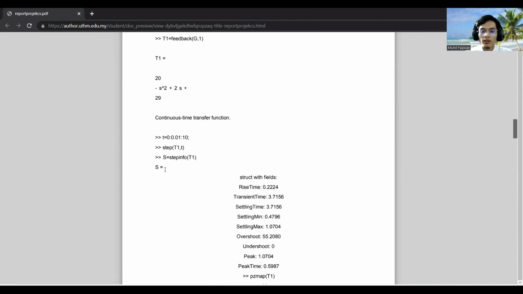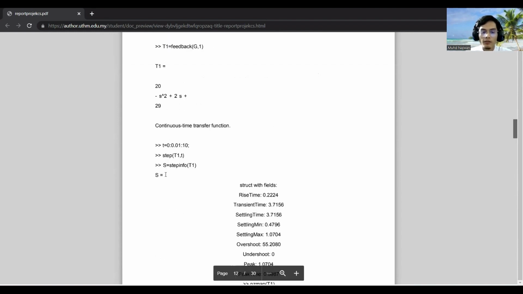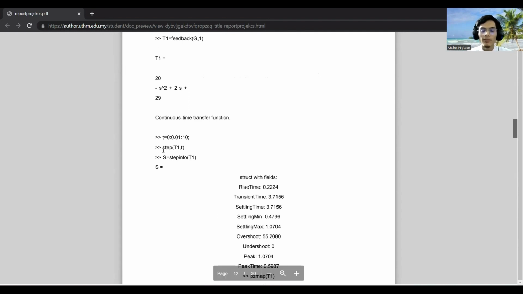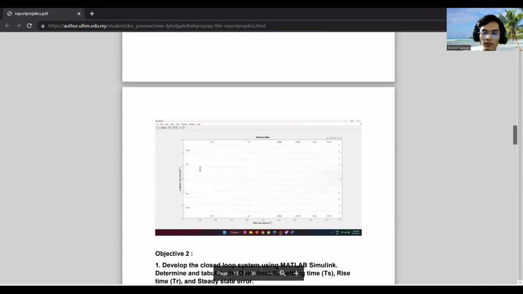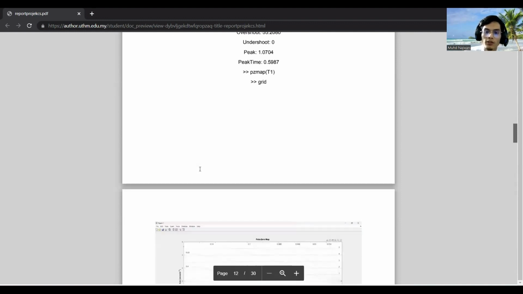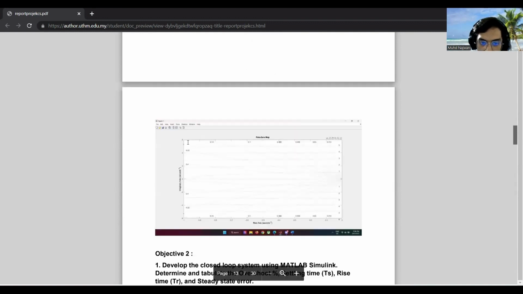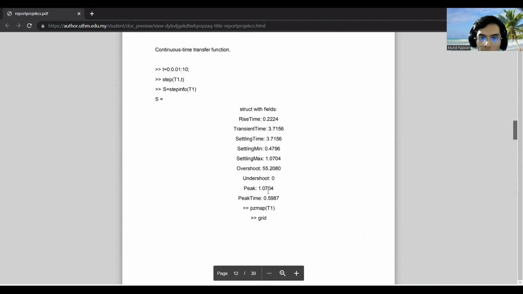To find the graph, we need to declare the time, and after we declare the time, we show the step of T1 and t, and we can get the graph like this by using pzmap and grid. So we get the graph like this, and to find the rise time, transition time, settling time, we declare stepinfo T1.